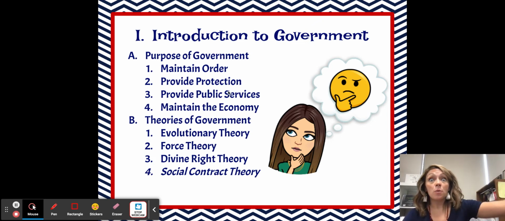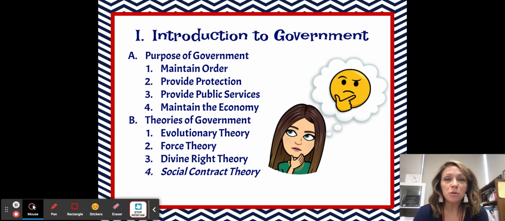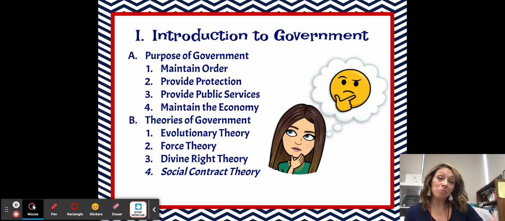Okay, so now we're going to switch gears and move on to the four theories of how government came to be. So, where did government come from and how did it look when it first started? The first theory we want to look at is the evolutionary theory. This is not the evolutionary theory that you may have learned about in science. This is the theory that tells us that government evolved from family.